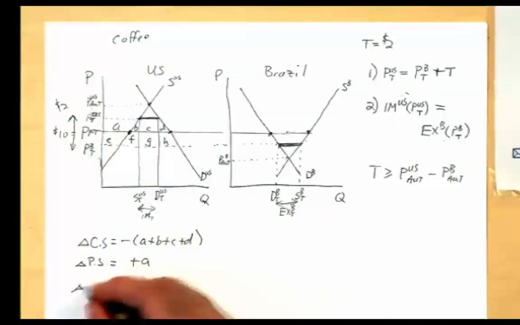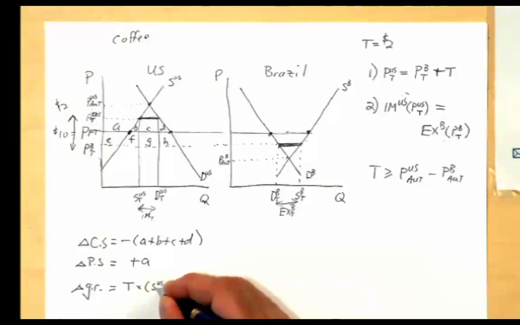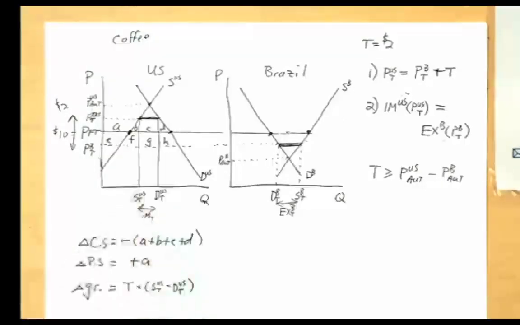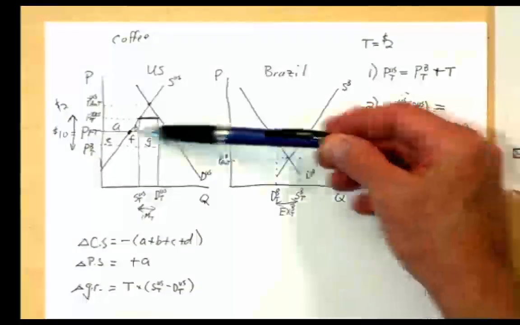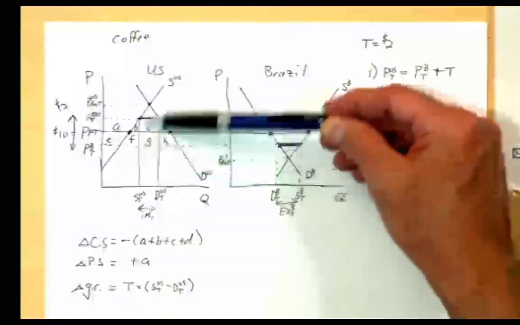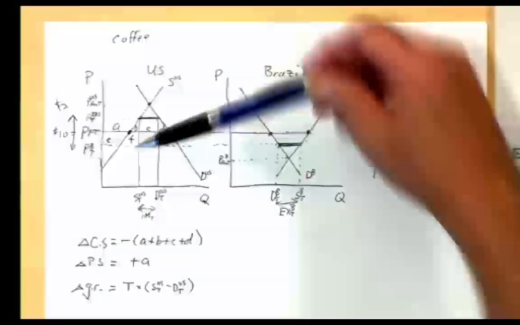Now the last thing is, what is the change in government revenue or tariff revenue? It's going to be equal to the value of the tariff times the quantity of imports, which is SUST minus DUST. That product is what area on the graph? Is it C plus G? C and G. Usually students might look at this and say it's just area C, but it's not, because it's the difference between PUST and PBT. That's the tariff. That's the height. This is the import level there. So we're taking that height times that length, and we're getting area C plus G.